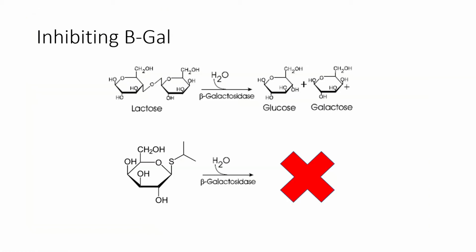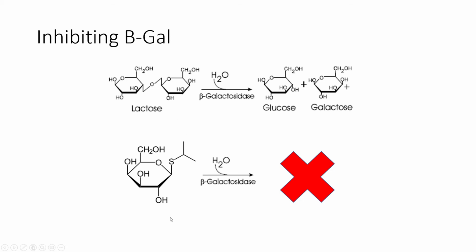So how exactly are we going to utilize this information for our beta-gal kinetics assay? Here I have the actual reaction for beta-gal. We have lactose, we use beta-gal, and it breaks down to glucose and galactose. Instead, we're going to use a different substrate. This is a substrate that looks very similar to lactose, enough that it can trick beta-gal and bind to its active site.